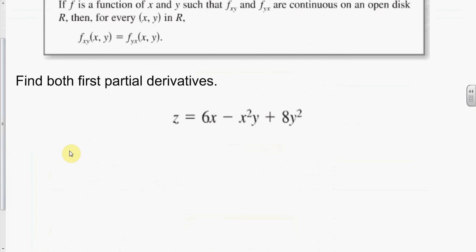Actually, I'm thinking about something. There's a problem that I don't see that should be here. Maybe it's somewhere else.